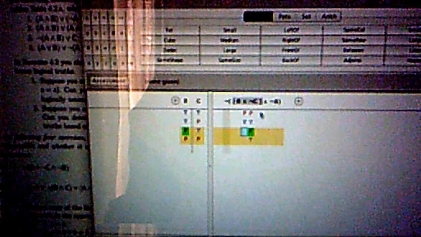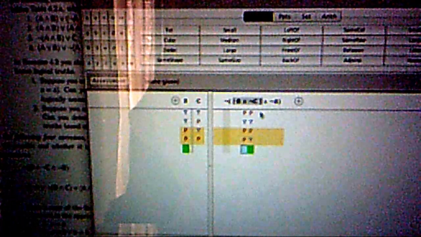Work your way out to the thing you just identified, the AND. And then the AND joins what on the left? B. And what on the right, what's the main connective? The not. So that's what it highlights, the B column and the not column. AND is true only when both are true. So true, false makes it false. False, true makes it true. False, false makes it false. And false, true makes it false.